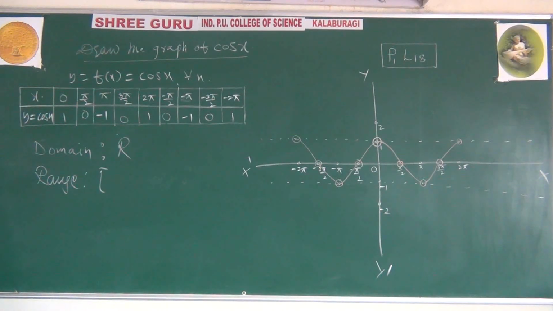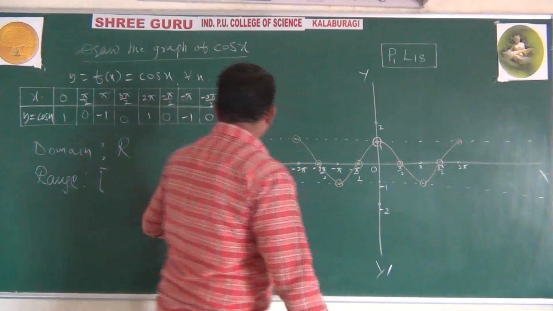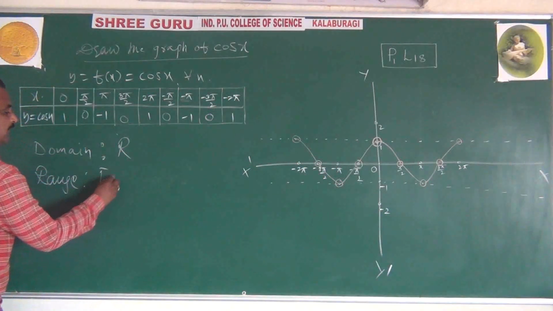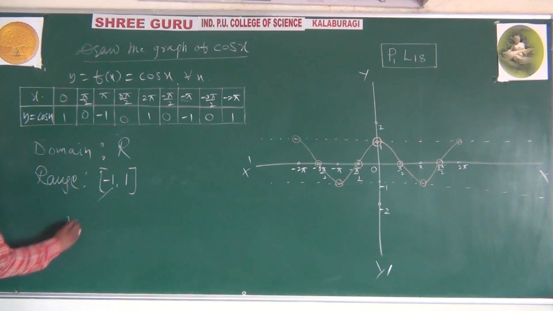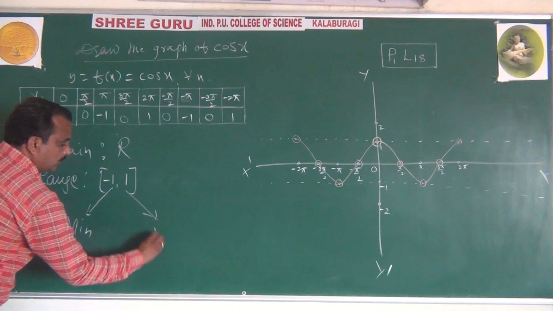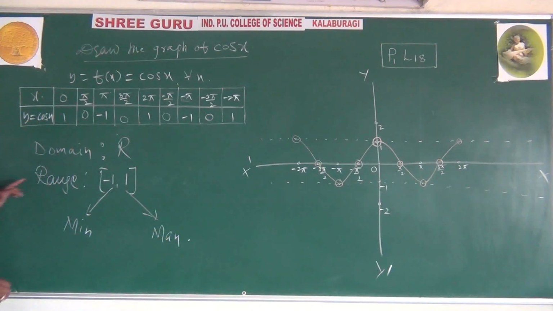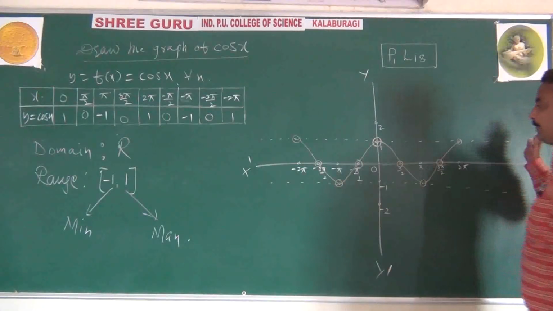So it is positive 1 and minus 1 here. Therefore the range is the same as sin x. This is the minimum value, and this is the maximum value. So the graph of cos x oscillates in between plus 1 and minus 1. This is the graph of cos x.